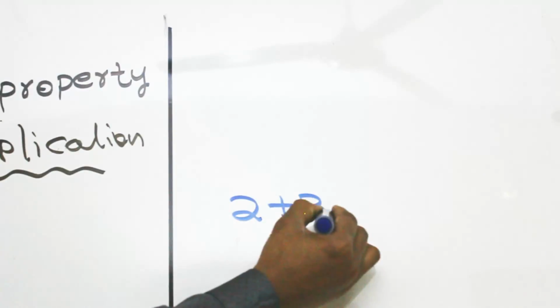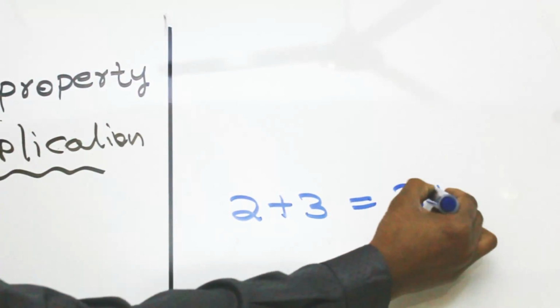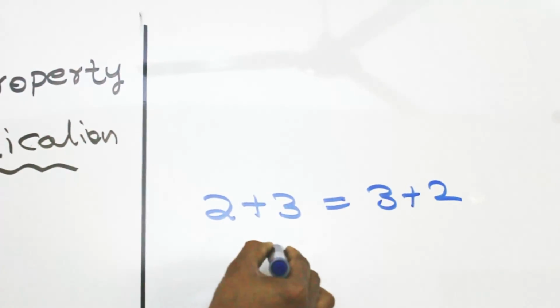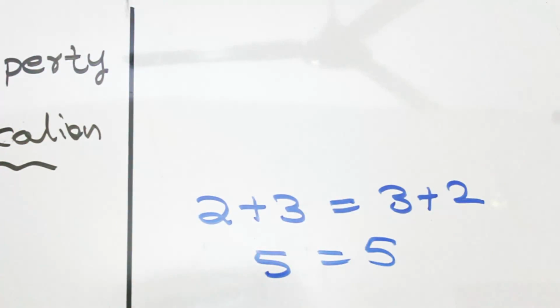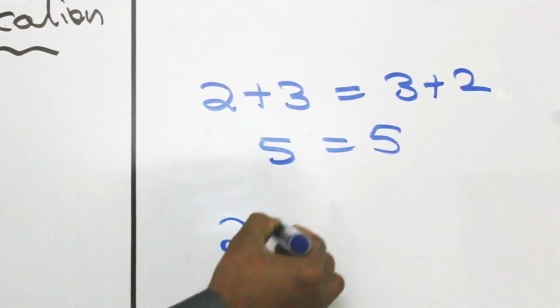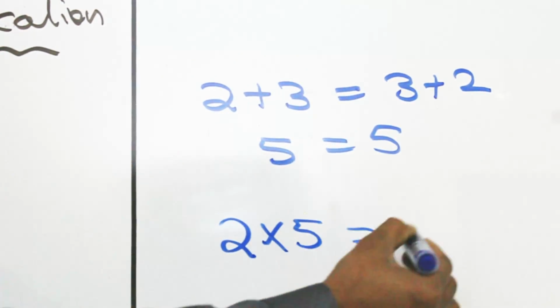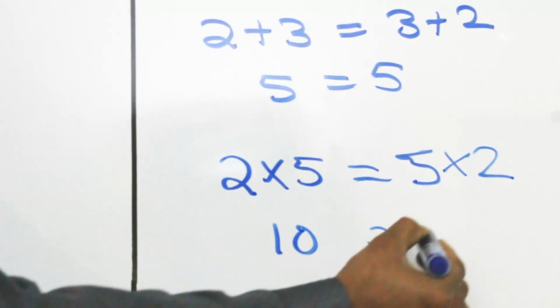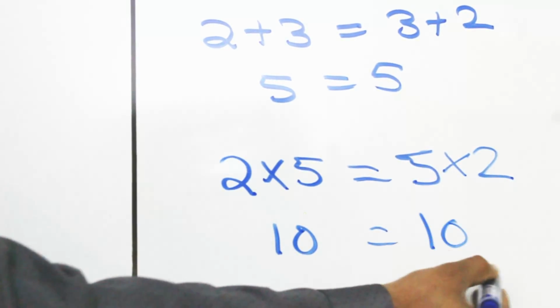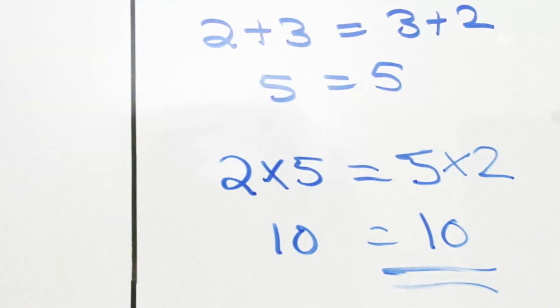2 plus 3 equals 3 plus 2, which means 2 plus 3 is 5, equal to 3 plus 2, which is 5. That is the commutative property of addition. The commutative property of multiplication is the same. 2 multiplied by 5 is equal to 5 multiplied by 2. 2 multiplied by 5 is 10, equal to 5 multiplied by 2, which is again 10. So this property is satisfied by both multiplication and addition. But in the case of subtraction and division, this will not be satisfied.